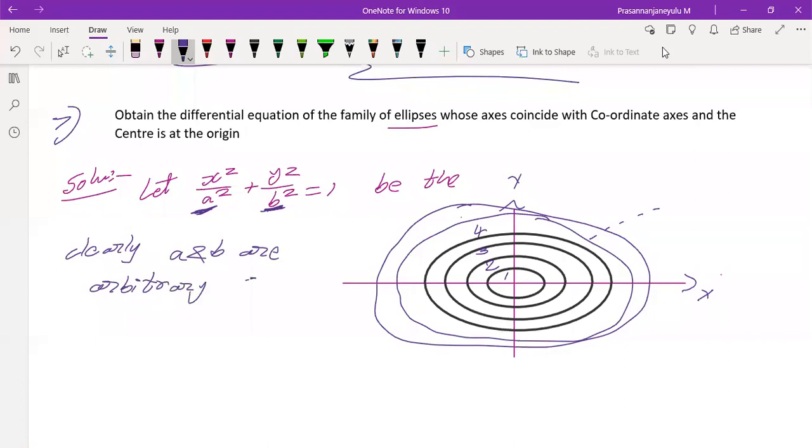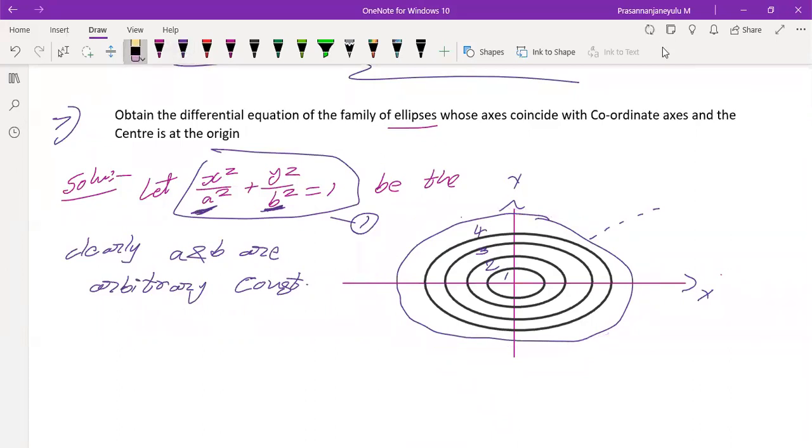So to eliminate 2 arbitrary constants a and b, how many times do we have to differentiate? Taking it as equation number 1, take 2 times differentiation of equation 1 with respect to x successively. Then we'll get 2 more equations. From the given equation and the 2 more equations, from the 3 equations, we have to eliminate the arbitrary constants a and b. Then we are going to get the ordinary differential equation of the family of ellipses whose axes coincide with the coordinate axes and whose center is at the origin. This is the concept. Okay, so any doubts?